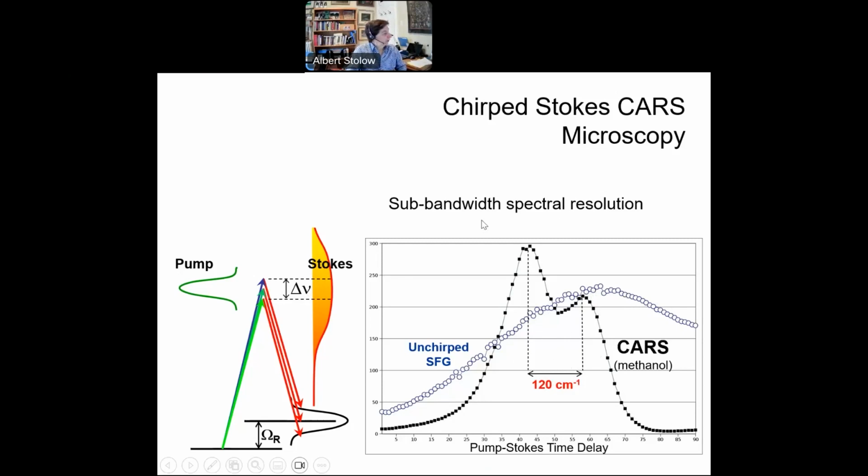So chirping of this laser pulse actually gets me spectral resolution that is better than the bandwidth of my laser pulse. Can we do better?